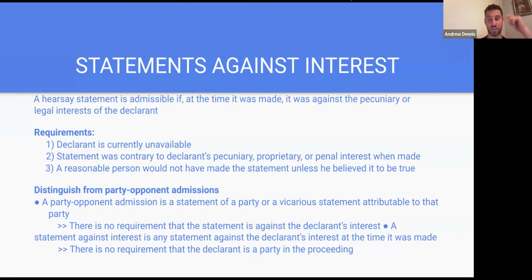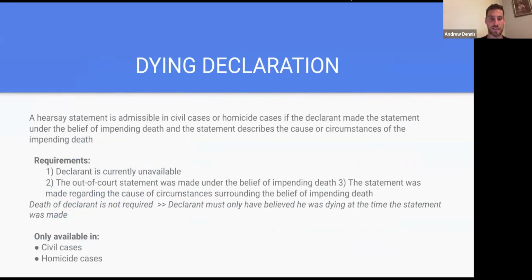So party opponent admissions are by parties to the proceeding, and they don't have to be unavailable. For statement against interest, they don't have to be parties to the proceeding. They could be, but they don't have to, but they must be unavailable. Those are the key differences between party opponent admission and statement against interest. Dying declaration, important to note, is only available in civil cases and homicide cases. We're not going to bring a dying declaration in a criminal case that's not homicide, like burglary or arson or something like that.